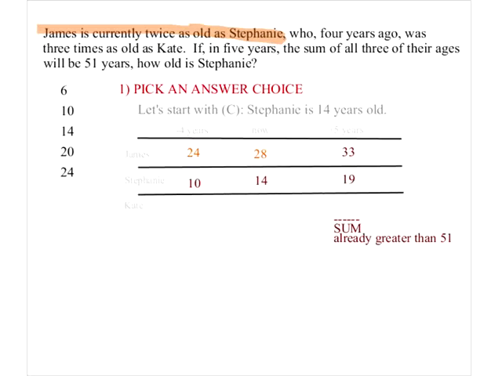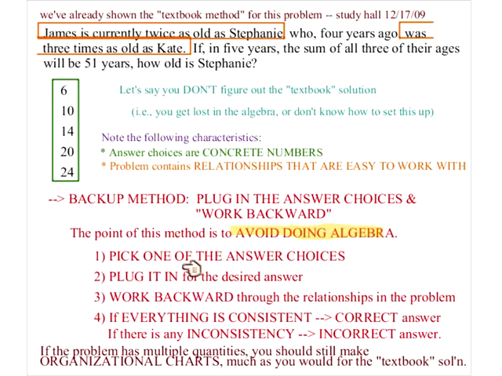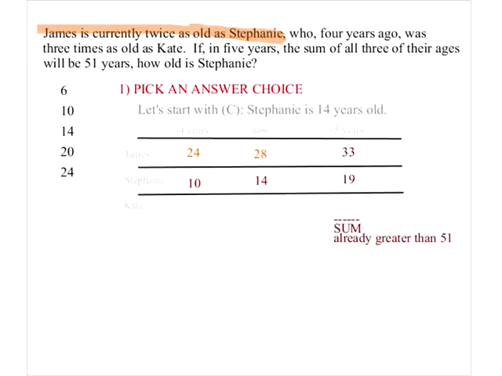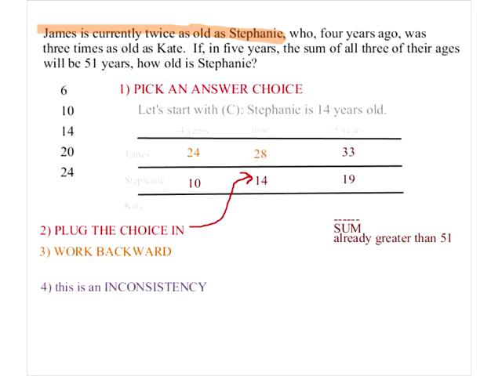So that's pick an answer choice, and then in this table we're doing these next couple of steps. Plug it in, work backward. Let me point to those in this particular chart here. Step 2 is plug the choice in. That is happening at this place right here. And then everything we're doing in orange in this chart is finding the relationship. So that's working backward. And then notice that this is an inconsistency right here. Because the ages are supposed to add to 51, this is already greater than 51. So, therefore, this is the wrong answer.